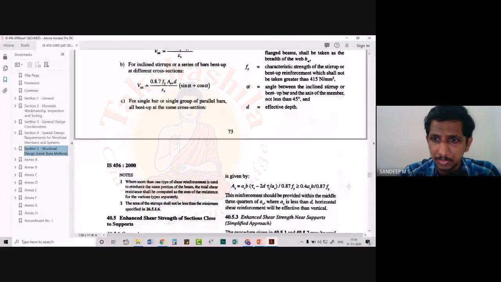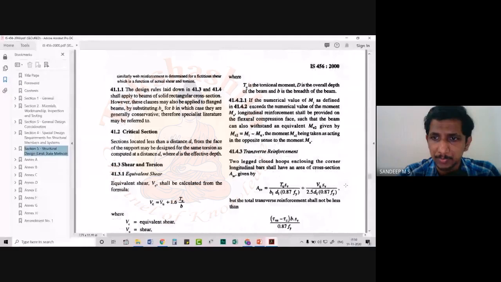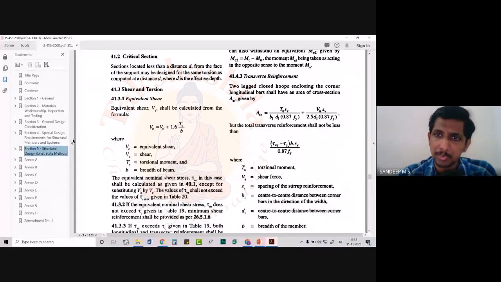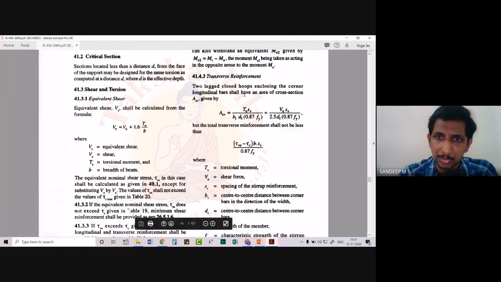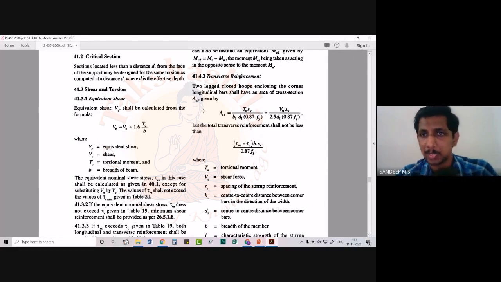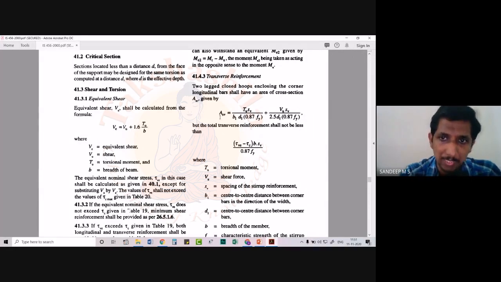70. Yes, here we have instead of torsion. So basically if you refer clause number 41.4.3, you have some equation: 2-legged closed hoops enclosing the corner longitudinal bars shall have an area of cross section. So basically they are providing some restriction on the amount of area that should be provided when we consider the effect of torsion. So for that they have provided 2 equations, and we have to ensure that the total transverse reinforcement shall not be less than this. So this is the minimum.